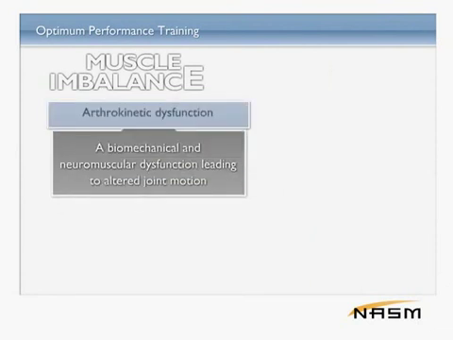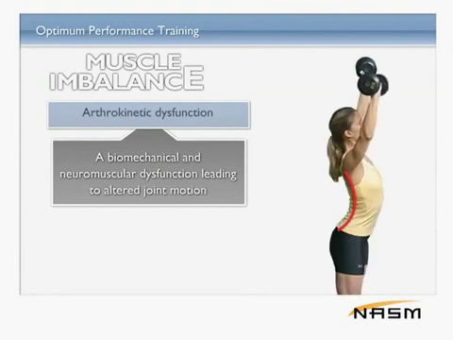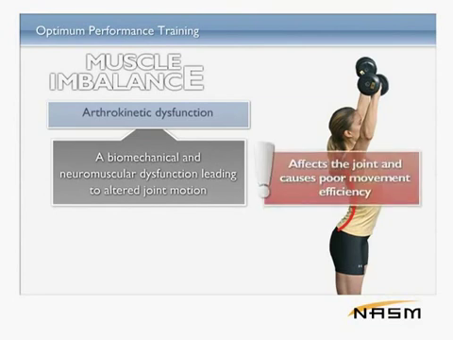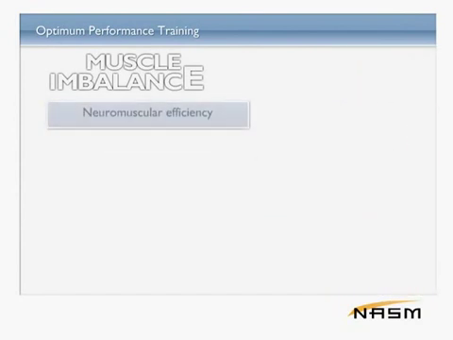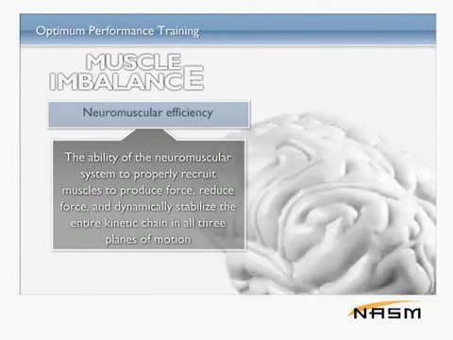Arthrokinetic dysfunction is a biomechanical and neuromuscular dysfunction leading to altered joint motion. Altered joint motion causes altered length-tension relationships and force-couple relationships. This affects the joint and causes poor movement efficiency. Neuromuscular efficiency is the ability of the neuromuscular system to properly recruit muscles to produce force, reduce force, and dynamically stabilize the entire kinetic chain in all three planes of motion.